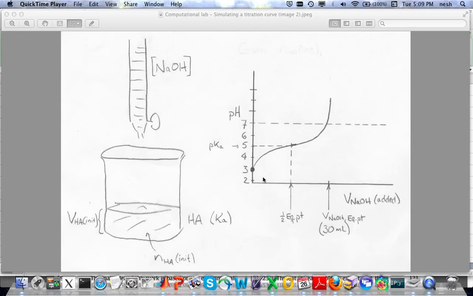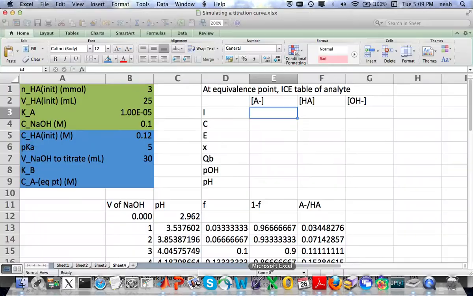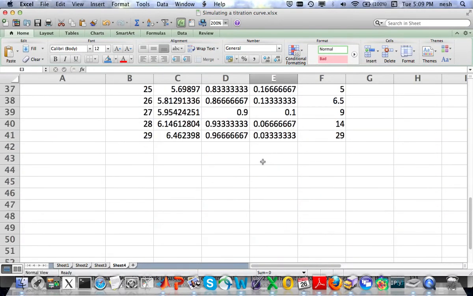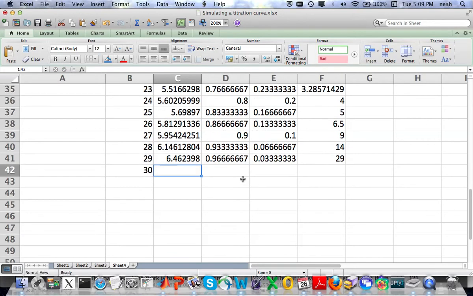Now, the third part, presuming that we've done all the rest of this through the buffer region and the initial pH, now we are at the end of the titration, and we're looking to find out what the pH is after we've added 30 mL of titrant, the sodium hydroxide. We just want to add in the pH at this last point. Okay, and so how are we going to do that?